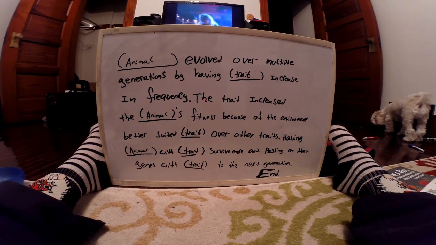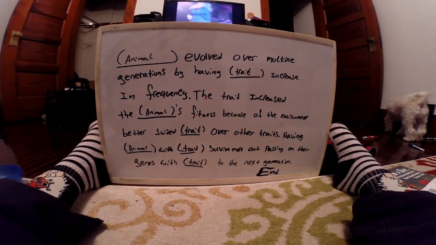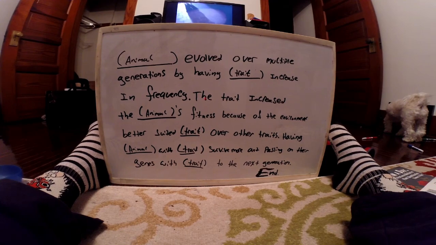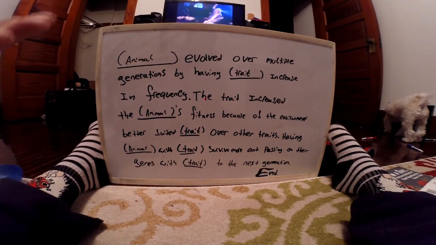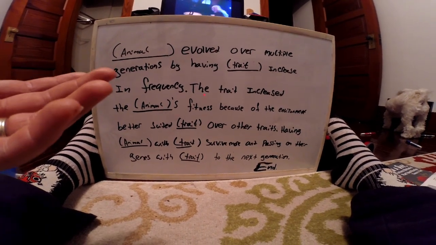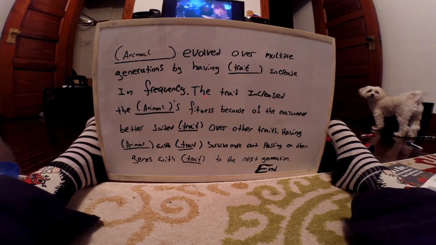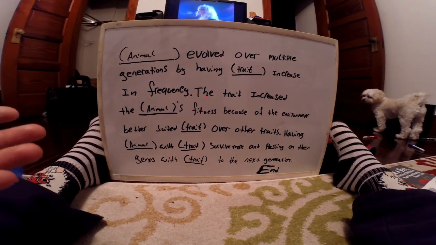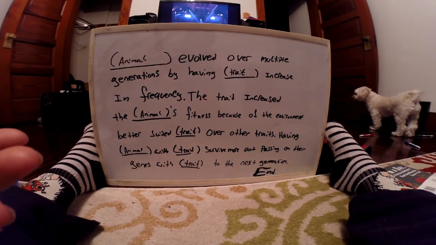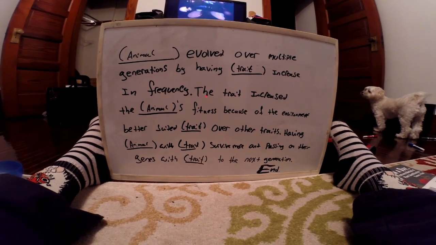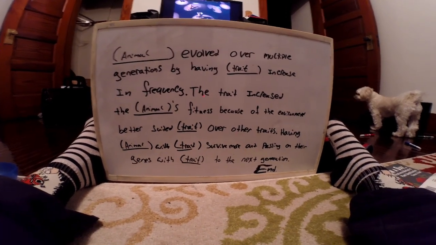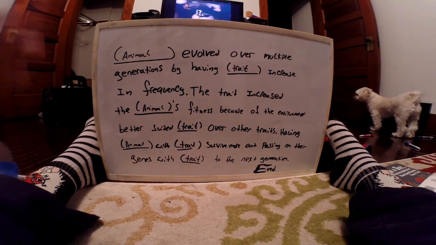The trait increased the cat's fitness because the environment better suited the retractable claws over other traits. Cats with retractable claws survive more and pass on their genes with retractable claws to the next generation. End. So this is your assignment.